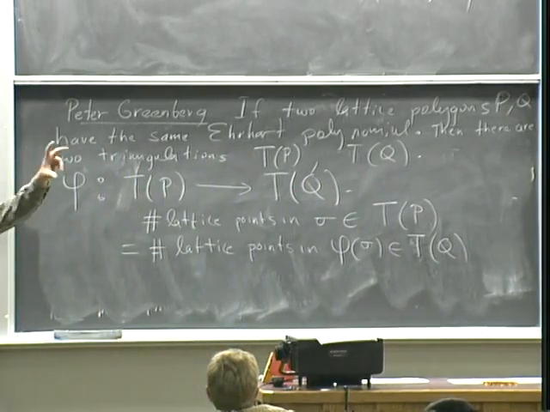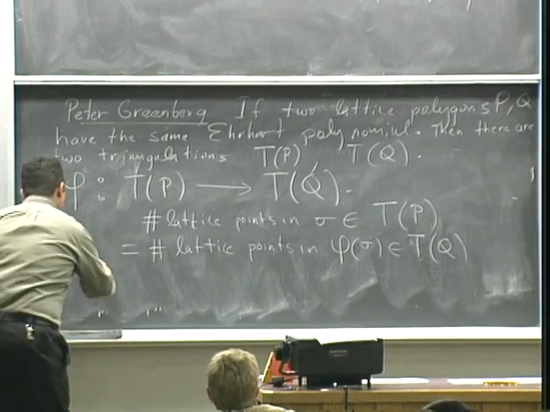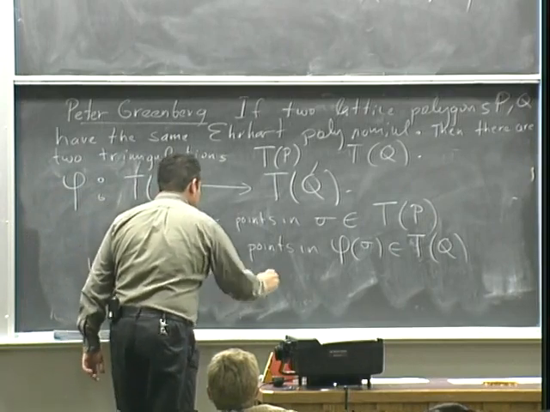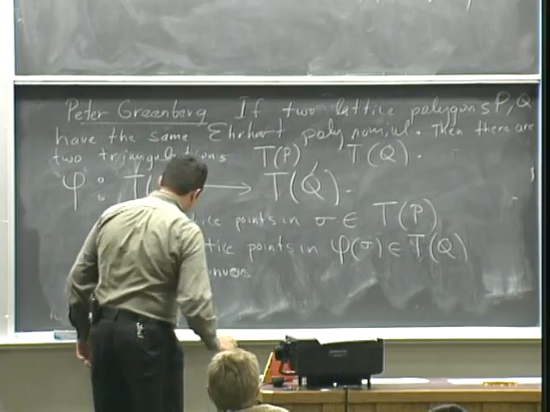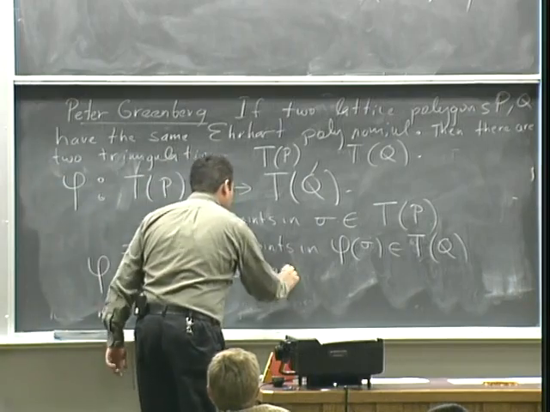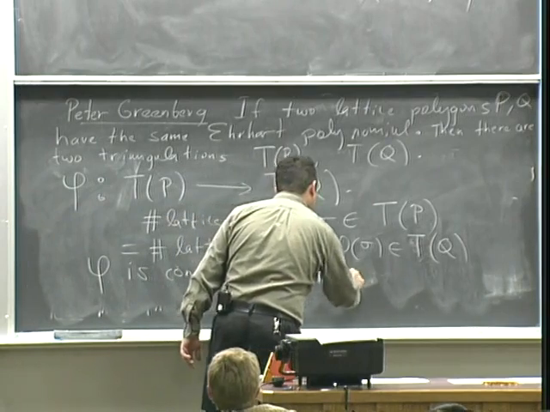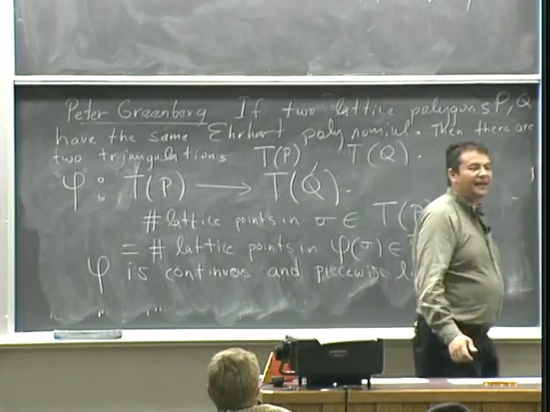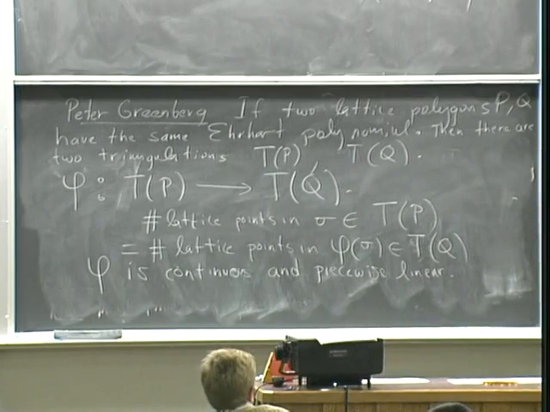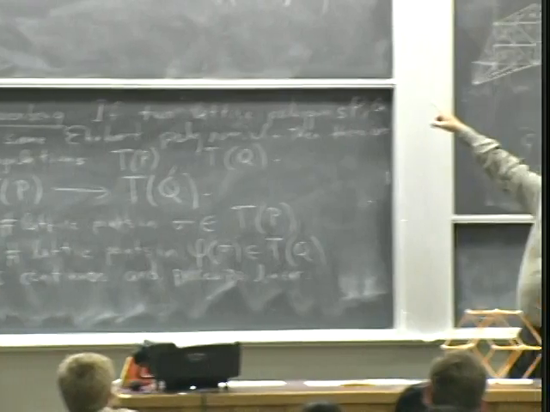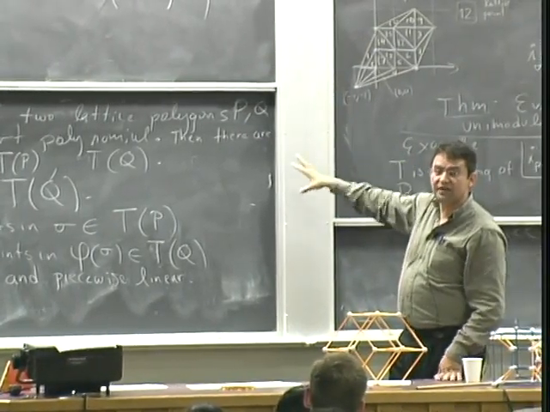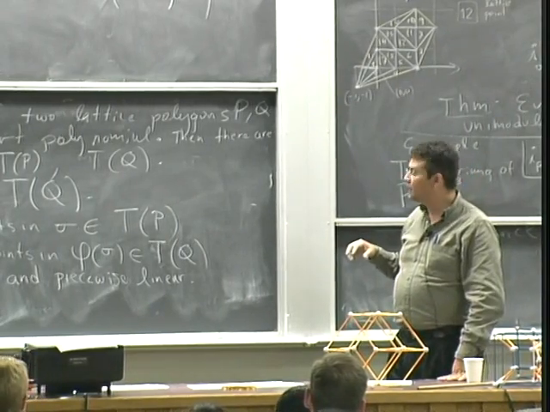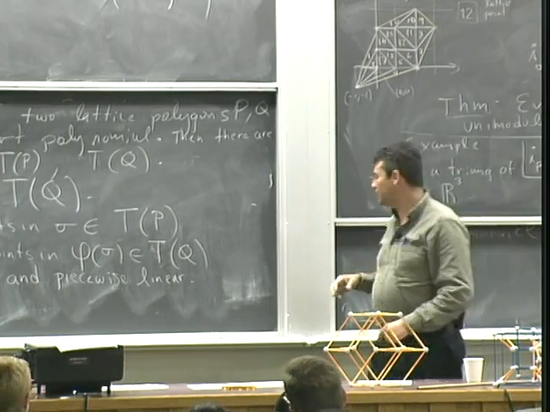So there is a matching of the triangles, and phi is continuous and piecewise linear. It's a very big generalization of the theorem of Bolyai. Not just for volumes, but respecting the lattices. And I guess phi also preserves volume everywhere. Yeah.